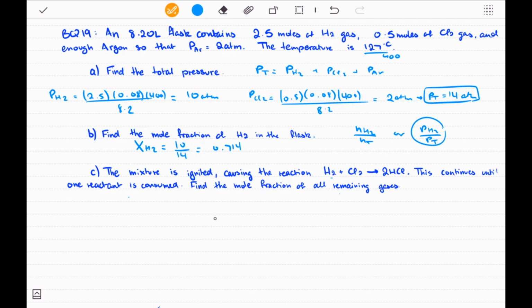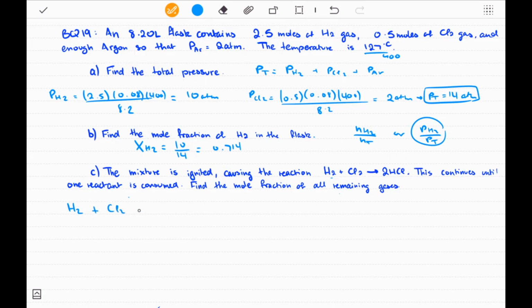Now, part C is the part I want to focus on because it involves combining reactions and ratios and stuff. So part C tells you that you ignite the mixture and this following reaction happens. The reaction will continue until one reactant is completely consumed, and they want us to find the mole fraction of all remaining gases. The easiest way to start this is to take the reaction given and write it down, and write down what we start with.